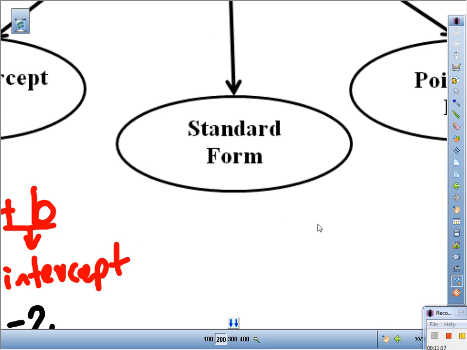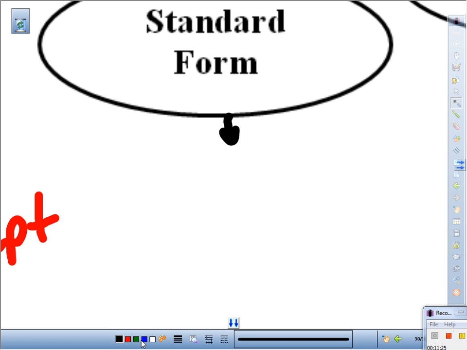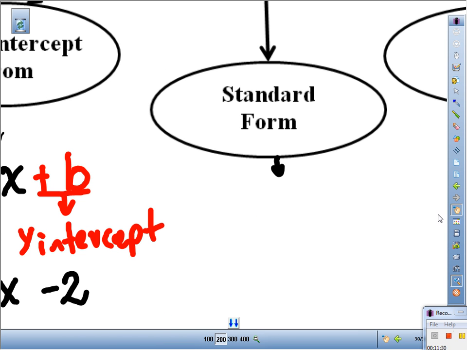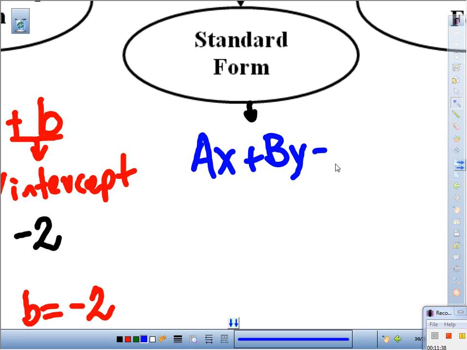All right, I'm going to zoom in for standard form. Here we go. Standard form. Here we go. I'm going to use blue for this one. Standard form is Ax plus By equals C.